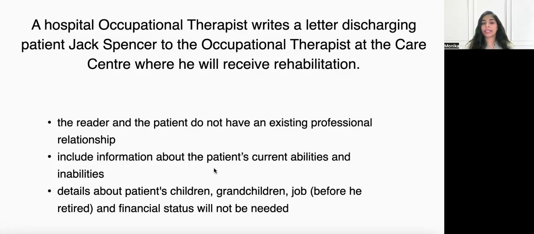Now, another thing that I decide here is that brand new information about the patient's children, the job prior to their retirement, and grandchildren, and maybe the financial status, as you can see here, will also be given.